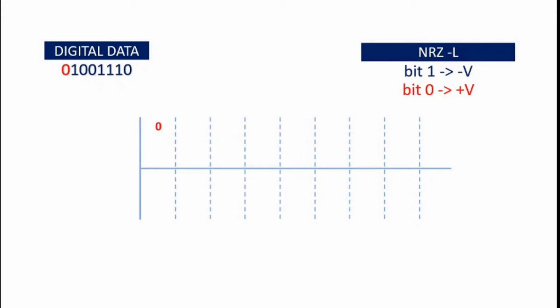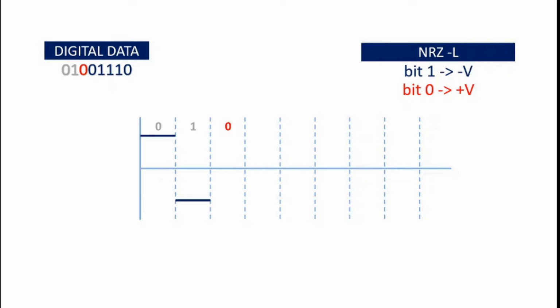Here, the first bit is 0. According to the rule, bit 0 is represented by positive voltage. So we draw a straight line at positive level. Next, we have bit 1, which is to be represented by negative voltage. Hence, for bit 1, we draw a straight line at negative level.